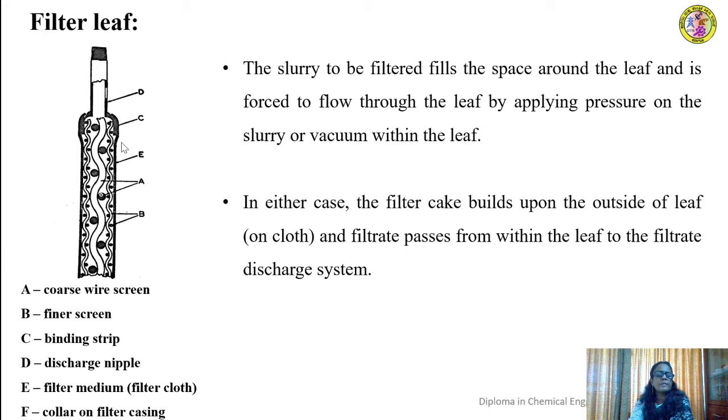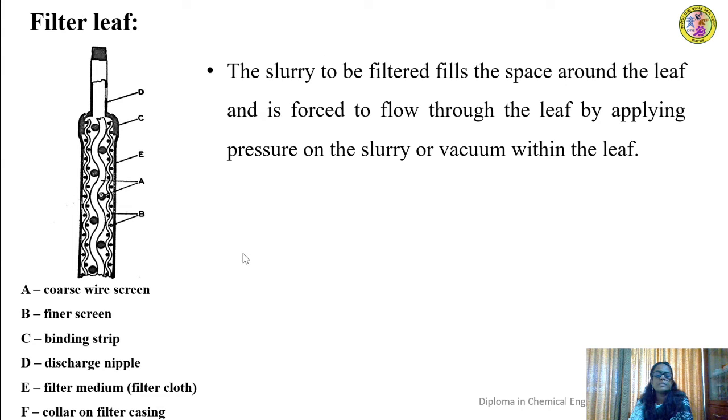So the operation is very simple. In whichever case, maybe it's a pressure operated or a vacuum operated leaf, the slurry will be surrounding the outer surface of the leaf and the filtrate will flow through the pores in the filter cloth and then through the openings in the wire mesh, and finally from the center it goes through the outlet at the top and into a discharge system, and thereby the filtrate gets separated from the slurry and the solids will get deposited on the outer surface in the form of cake.